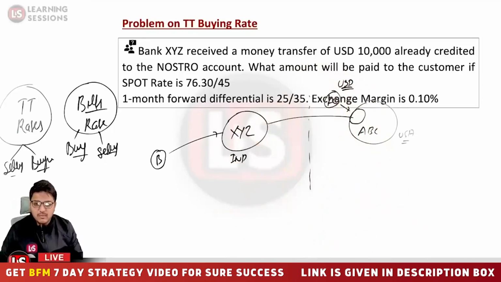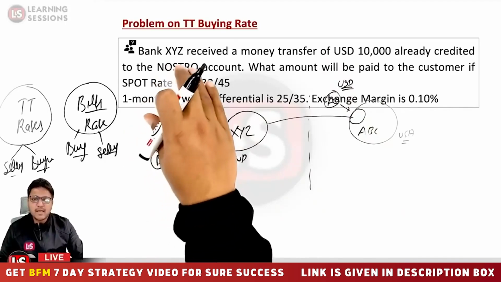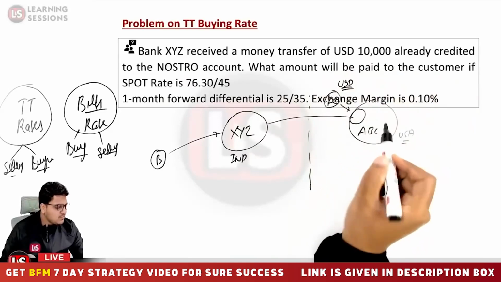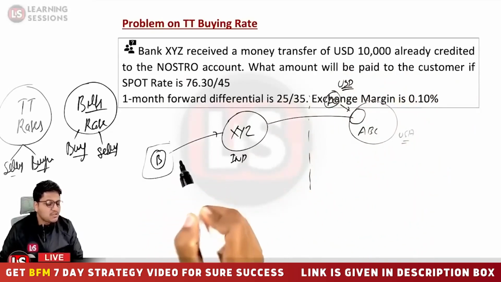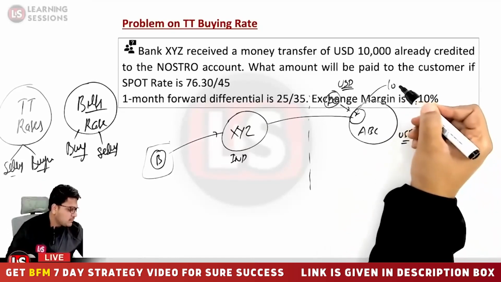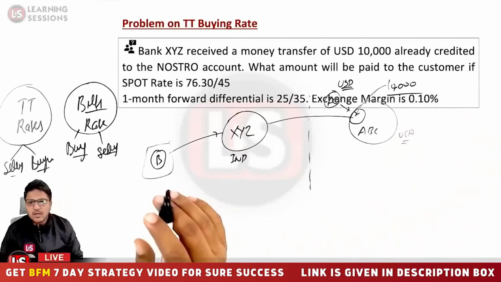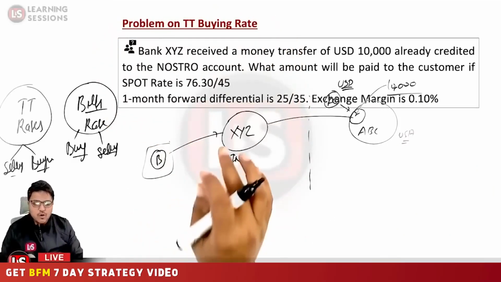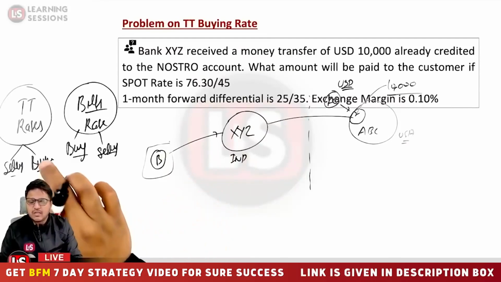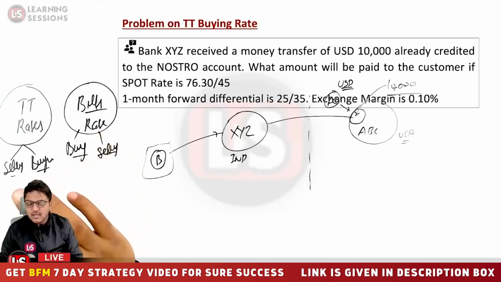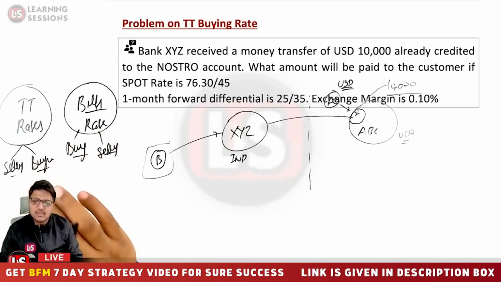Now kindly read the first line again. It says bank XYZ received a money transfer of USD 10,000 in the name of person B, which is already credited in the Nostro account. If it were not written as problem on TT buying rate, I already told you that in the case of TT rates, the transaction is already settled, or it is settling on the same day itself. That is where the TT rates would be applicable.